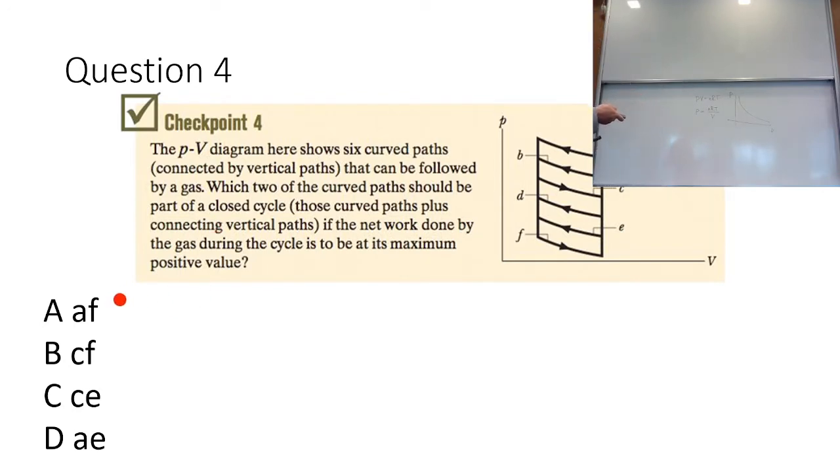Well, I've given you multiple choice, so let's look at this one. AF: if we go around this loop, A and then F, this is like the largest possible square. I've said that the work is the area enclosed by the loop, so obviously this will be the largest area. What would be the problem with this one? I'm already implying that it's not the right answer.